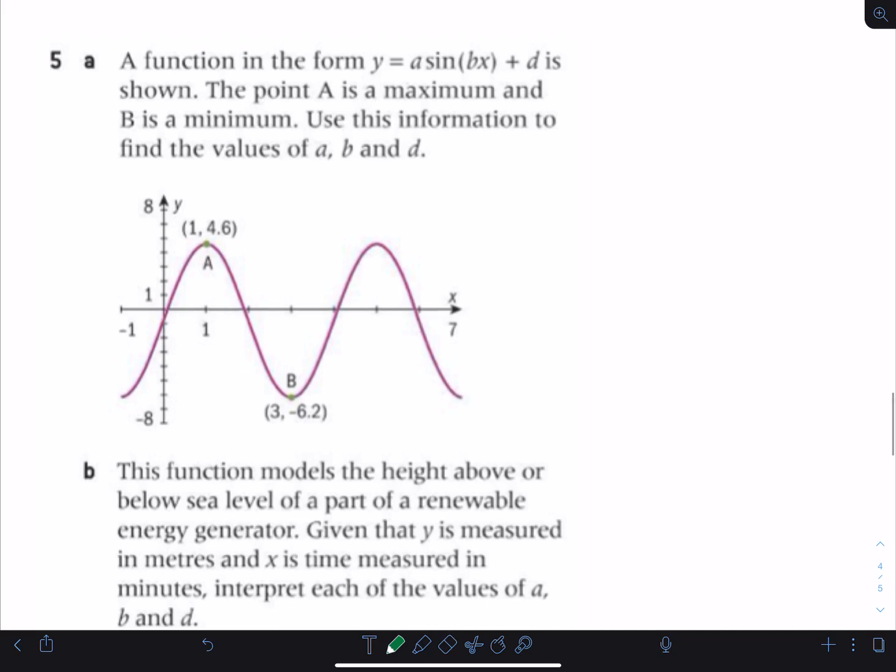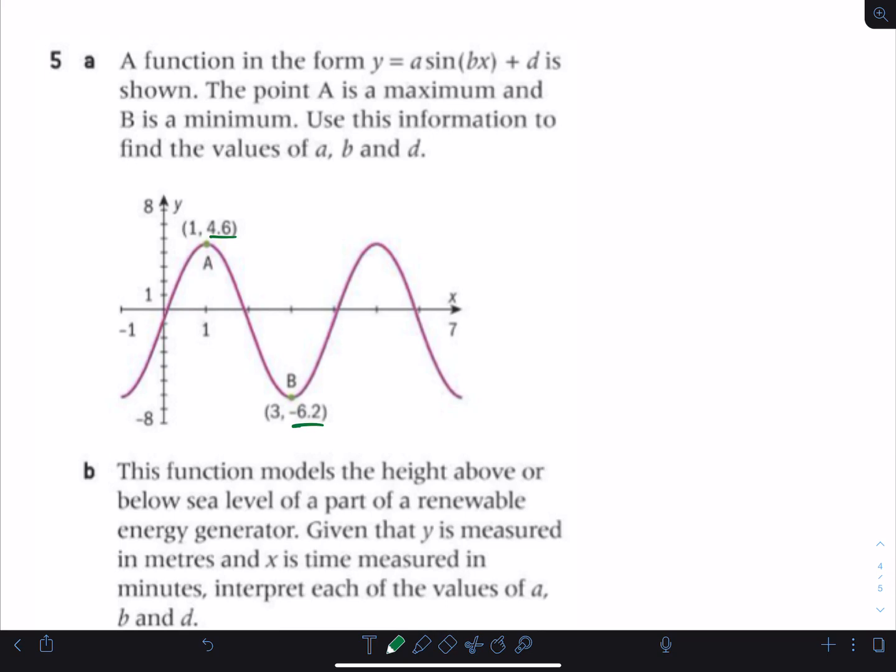Next, the function has this form. The point A is a maximum, point B is a minimum. Use this information to find the values of A, B, and C. Exact same thing. So remember, this is your max, this is your min. Don't use the wrong numbers, right? So I'm actually going to leave this to you because I want to make this as short as possible.